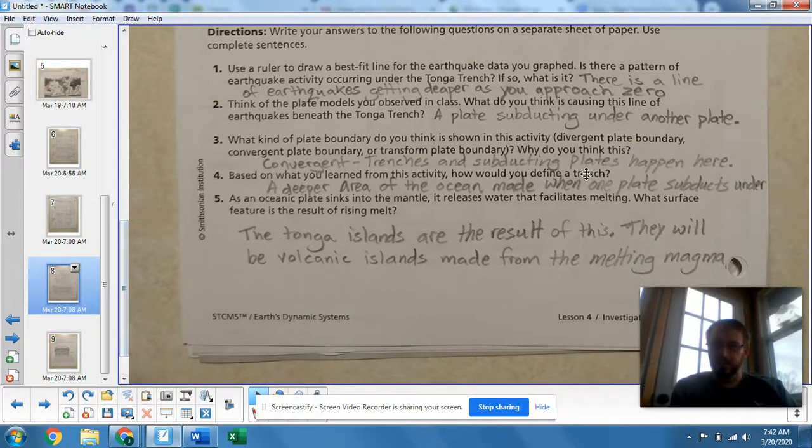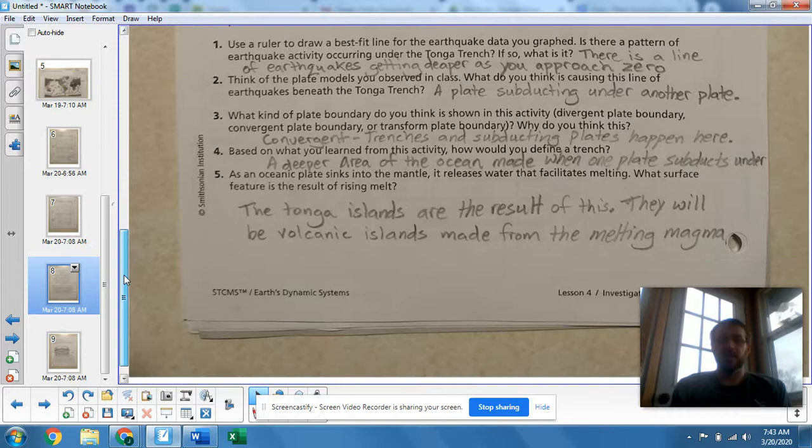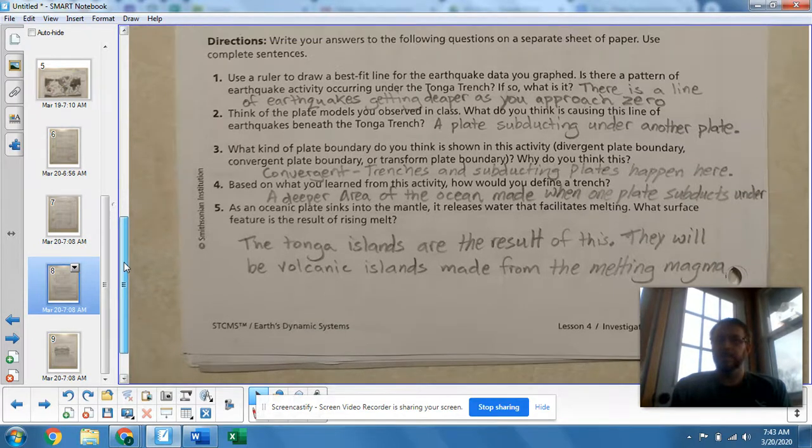So based on what you learned from this activity, how would you define a trench? It's a deeper area of the ocean created or made when one plate slides under another. And then as oceanic plates sink into the mantle, it releases water that facilitates or helps melting. What surface feature is the result of rising melt? So the Tonga Islands are the result of this. They will be volcanic islands made from the melting magma. So that's kind of like the Aleutian Islands in Alaska.